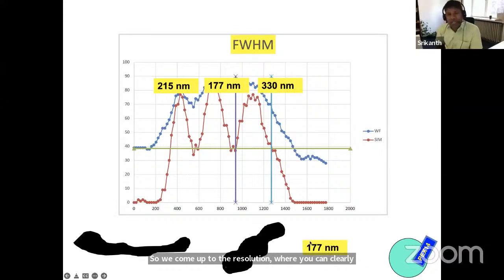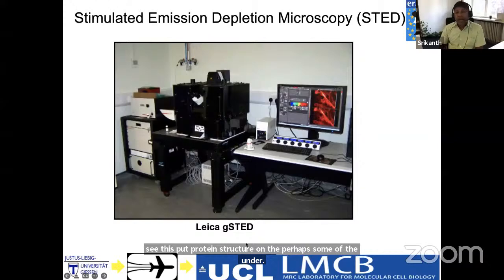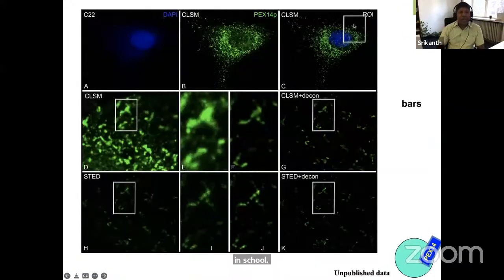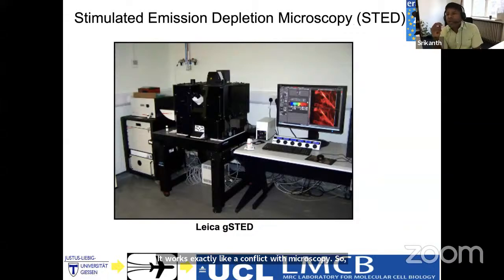But my aim was not fulfilled, because I really wanted to see the protein structure on the peroxisome at the super resolution level. So I was not really happy with this technique, and I went to STED microscopy, called stimulated emission depletion microscopy. The STED technique principle works exactly like a confocal microscope. Confocal microscopy is based on a point, called single point laser scanning microscopy, so that you can achieve higher magnification.